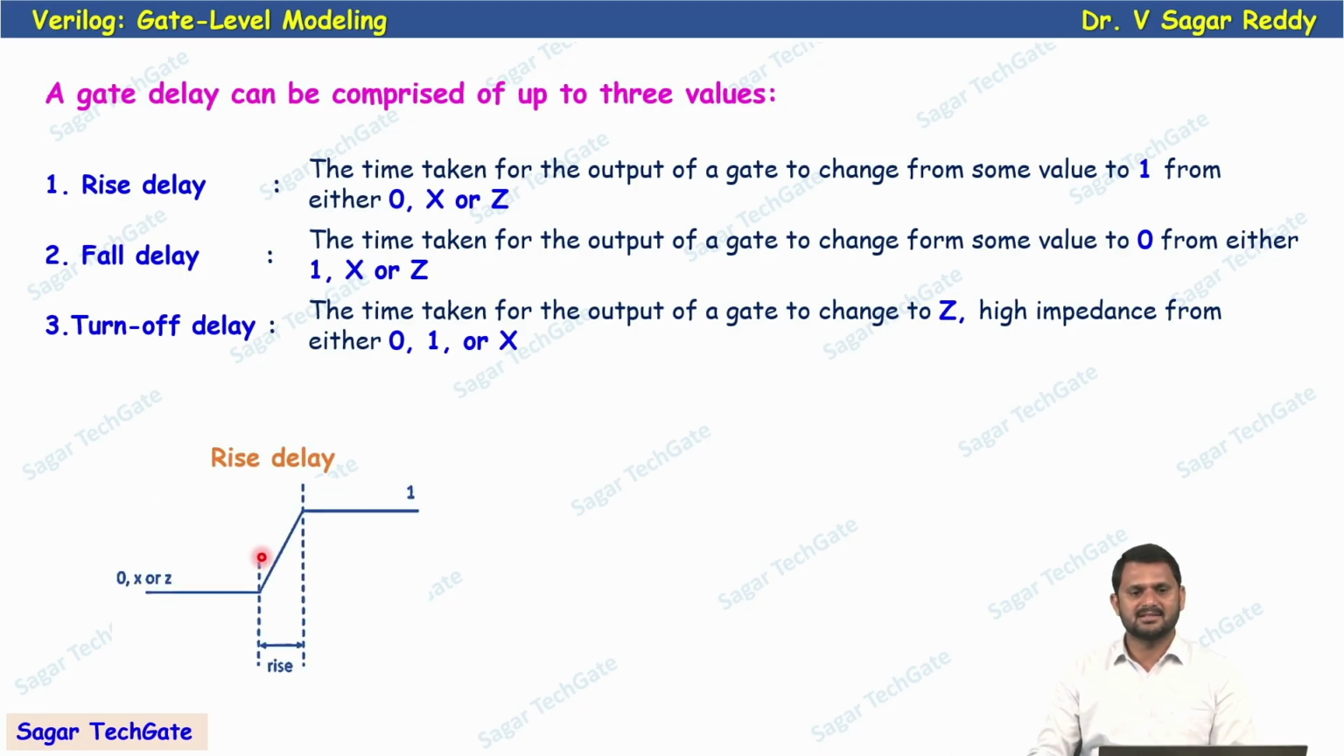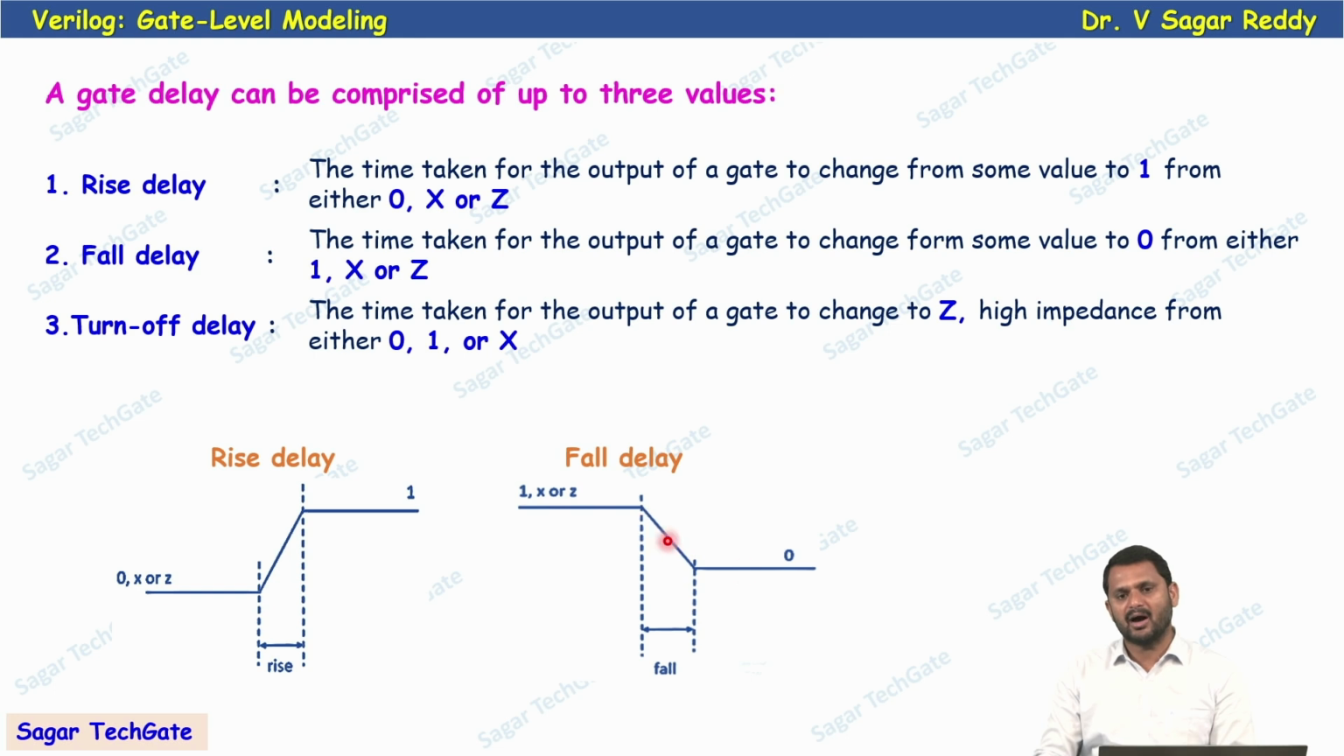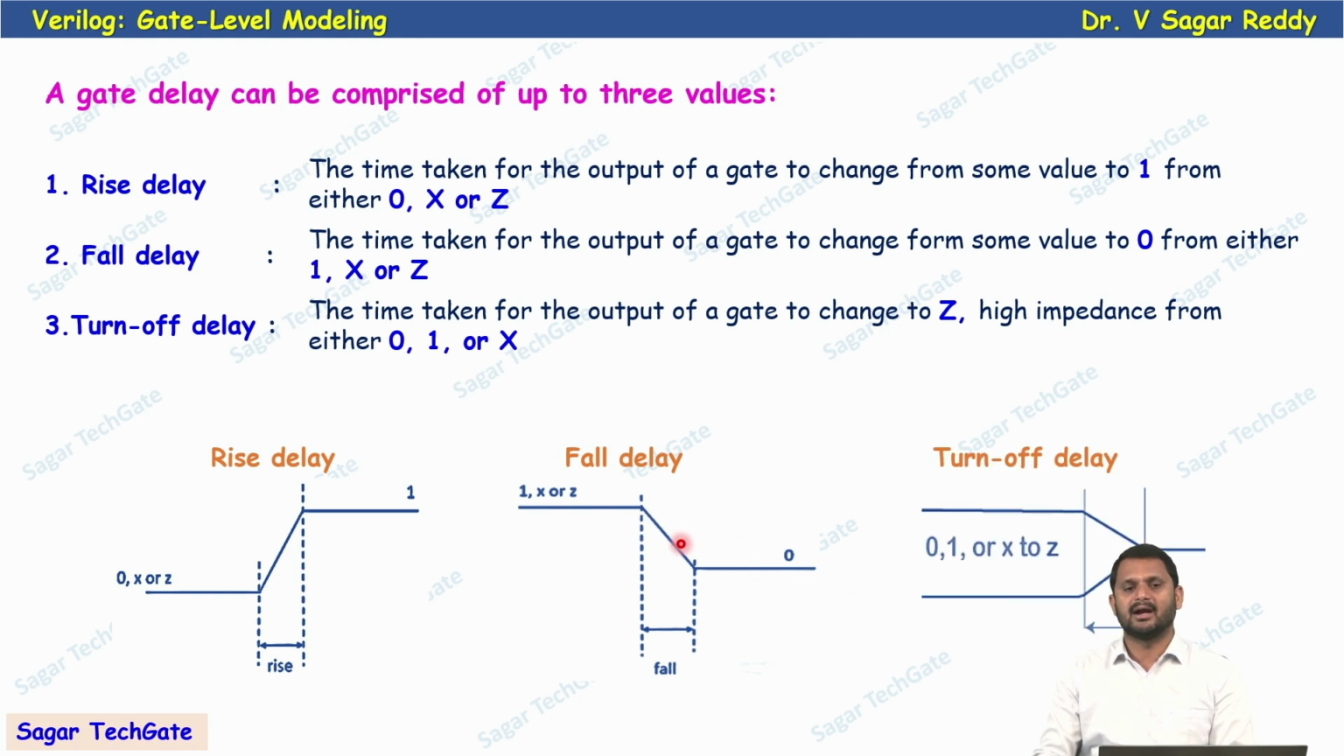Now we see this is a rise delay: how much time is taken by the output to change to 1 from either x, 0 or z. That delay is known as the rise delay. In the same way, the fall delay is the time for the output of a gate to change from some value, that is 1, x or z, to 0. That delay is known as the fall delay. In the case of turn off delay, the gate output changes to z from either 0, 1 or x. So these are the 3 delays we can specify, and they can be specified while instantiating the gate itself.